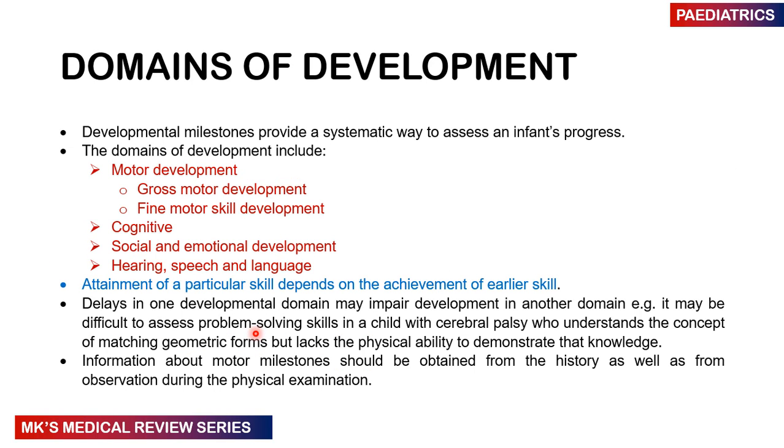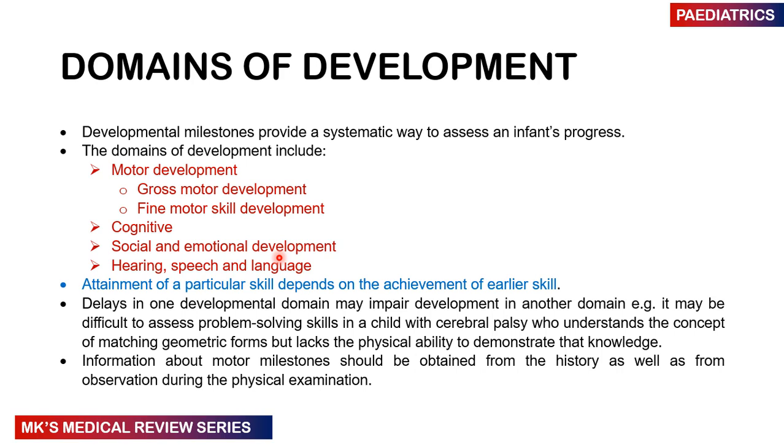So what are some of the domains of development that we'll look at? We're going to look at motor development. We'll divide it into two: gross motor skills and fine motor skills. Then cognitive development, social and emotional development, and hearing, speech, and language. And remember that the attainment of a particular skill depends on the achievement of an earlier skill. You need to attain a certain skill before you move on to the next one. And a delay in one of the developmental domains may actually impair the development of other domains.